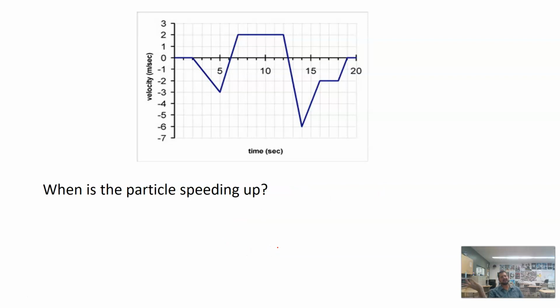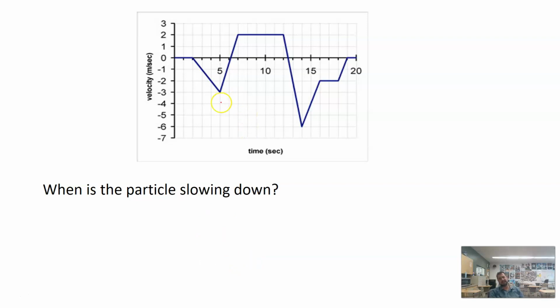And then last but not least, when is the particle speeding up? Remember, when we're looking at a velocity graph, that is any time the graph of the velocity is moving away from the x-axis. So I can say from 2 to 5. Also from 6 to 7. I could also say it's speeding up from 12.5 to 14. And those are the three different places the particle is speeding up.